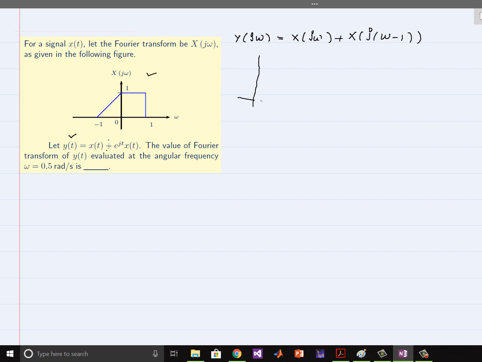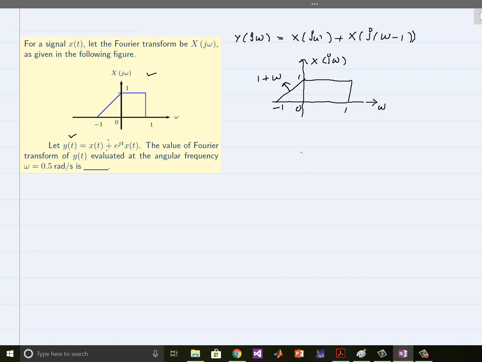So our X of j omega would be like this. You have a straight line from -1 to 0, and you have a horizontal line from 0 to +1. The corresponding amplitude is 1, and this would be our X of j omega. Because this is a straight line, the equation of this line would be 1 plus omega.